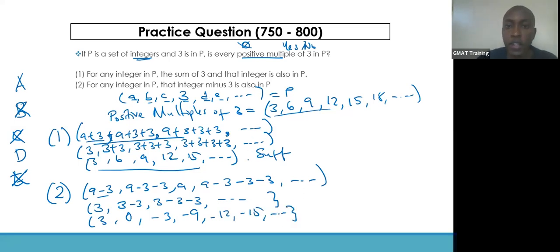So do we have every positive multiple of 3 in P? Are we sure of the other values in there? Let's say 9, 12, 15. Do we have them? No, we're not sure. Maybe they are, since we're told it's a set of integers, but the only multiple of 3 in P that's shown is 3. I'm not sure if 6, 9, 12, 15, 18, all the way is included in P. All right. So for this case, statement 2 is not sufficient, and D is not our answer. Our answer here should be A.